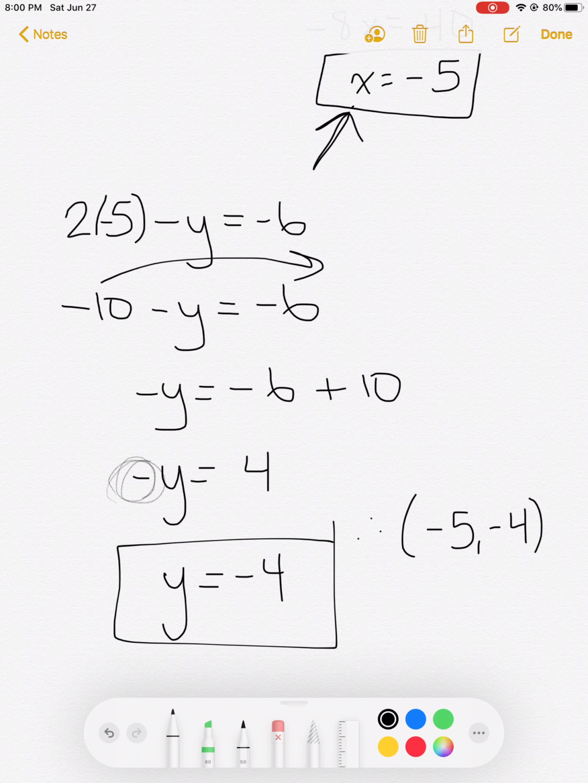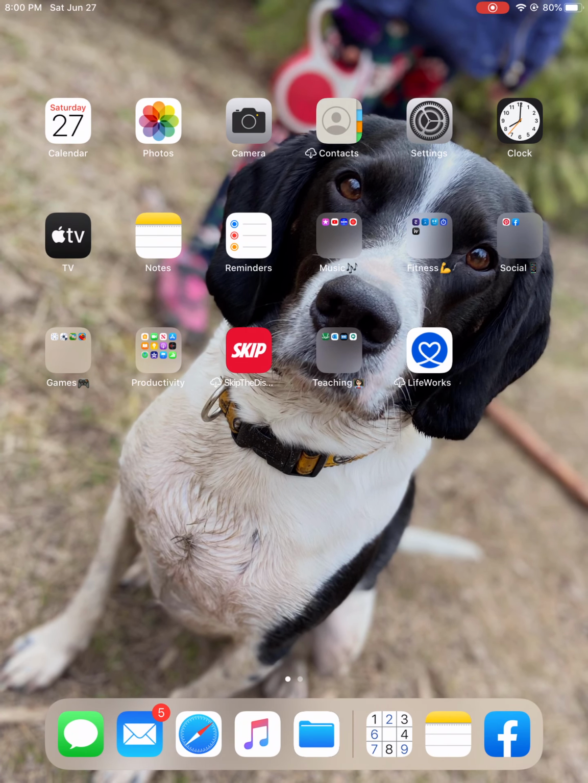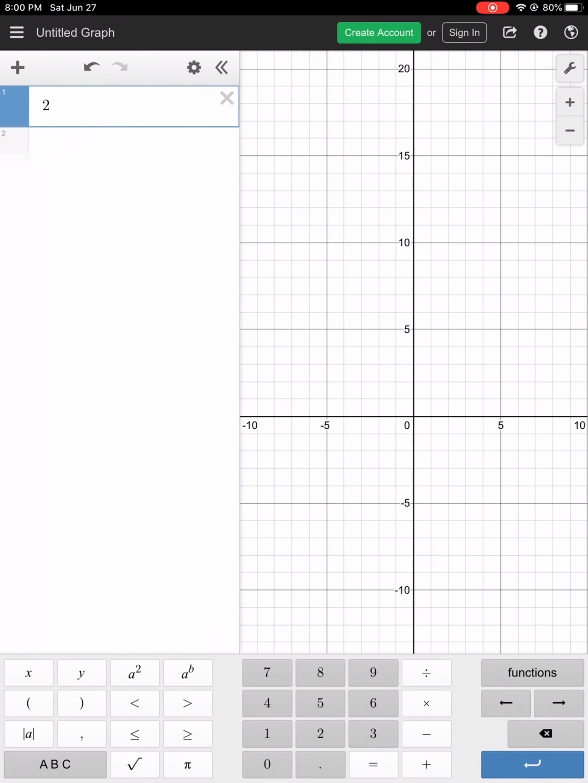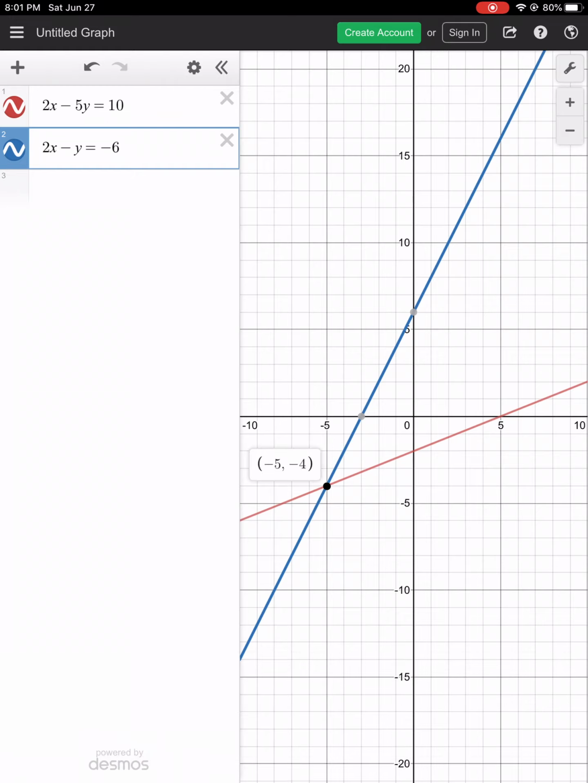Therefore, and just for fun, if you want to check your answers, you can throw it into Desmos. I actually hadn't thought about that before. That's my dog. I hope you like him. I just need to find the app. So I'm going to plug in the original equations. 2x minus 5y equals 10. That's one line. And my other one is 2x minus y is equal to -6. Okay, where's my point? -5, -4. So that's another way for you guys to check your answer.